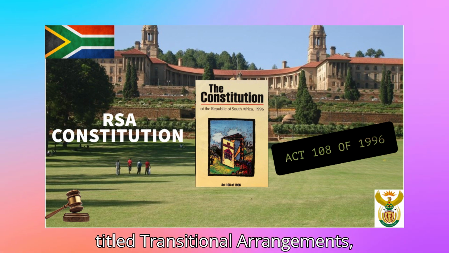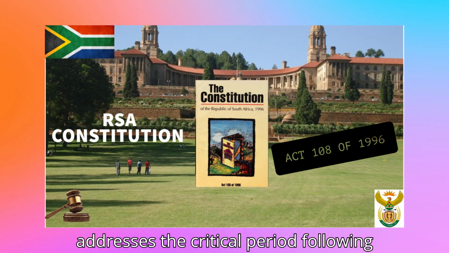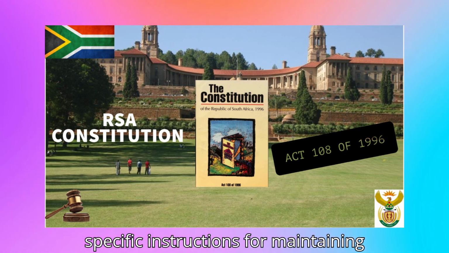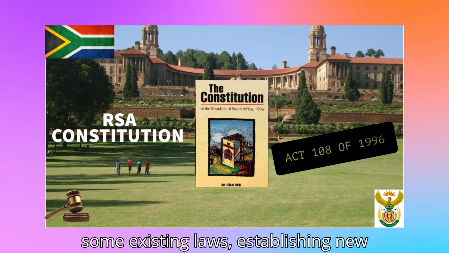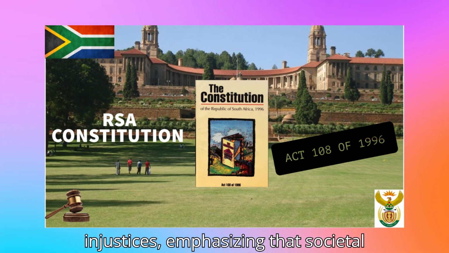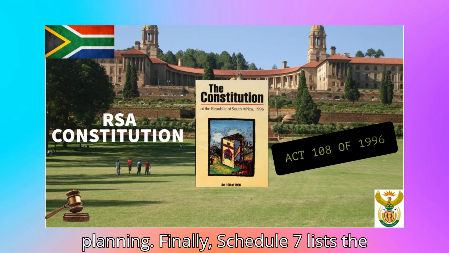Schedule 6, titled Transitional Arrangements, addresses the critical period following the end of apartheid. It includes specific instructions for maintaining some existing laws, establishing new institutions, and addressing past injustices, emphasizing that societal change requires time and careful planning.